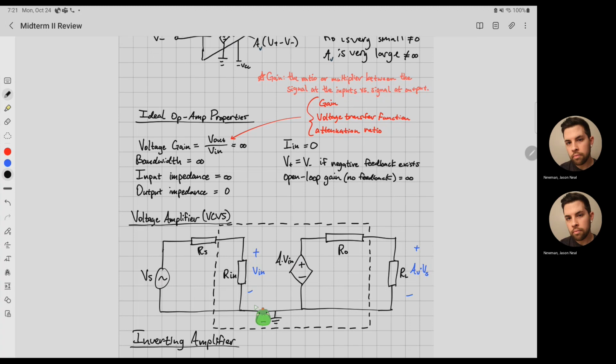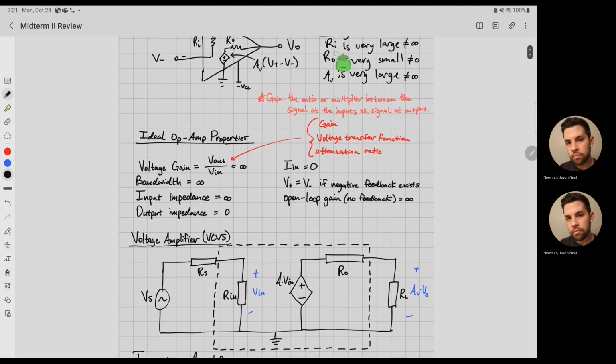So whenever I say that we want R_i to be very large, that's this right here. We want this input impedance to be very large. We want input impedance to be equal to infinity for an ideal op amp. So what happens if we turn this into infinity is, this is just an open circuit, right? That's infinity, because infinite resistance means that you just have an open circuit, essentially. And so that takes care of that voltage divider right there, right? We don't have to worry about that anymore.